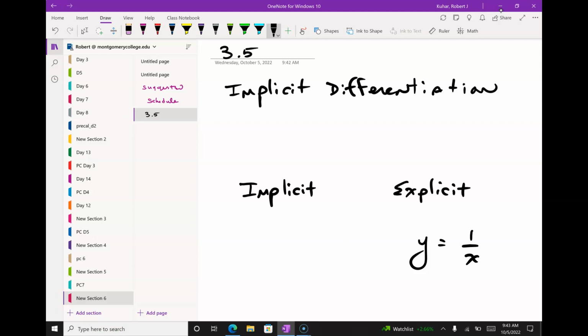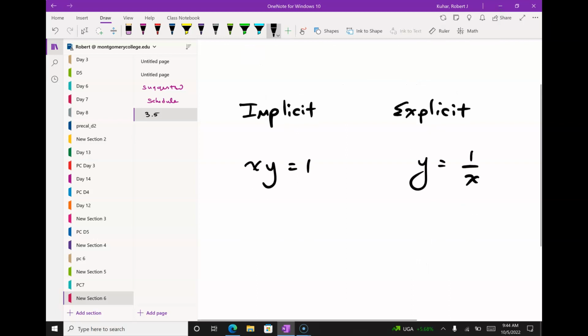But if I cross multiply here, right? If I cross multiply here, I get xy equals 1. That's implicit. So when the x's and y's are in a product with each other, we're talking about implicit differentiation. When I can isolate y, explicit differentiation. Okay. Yes, making sense at all?